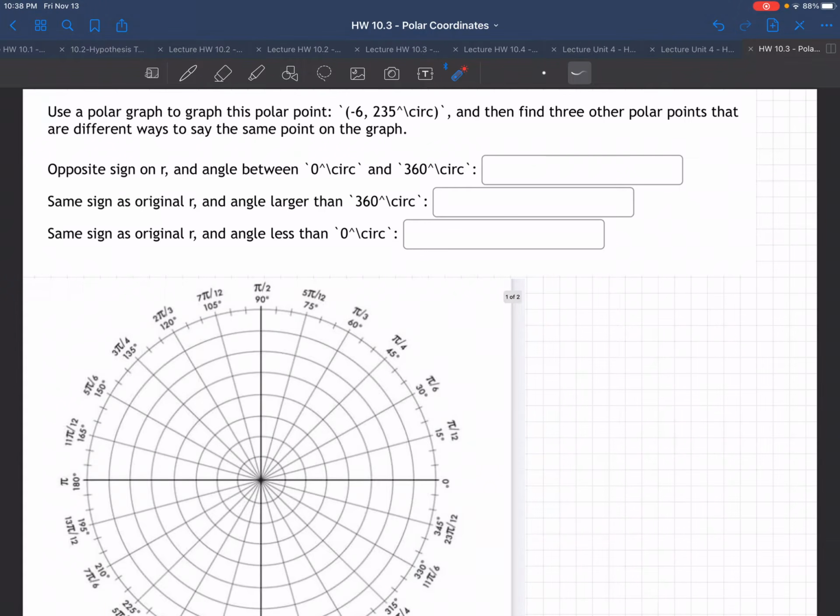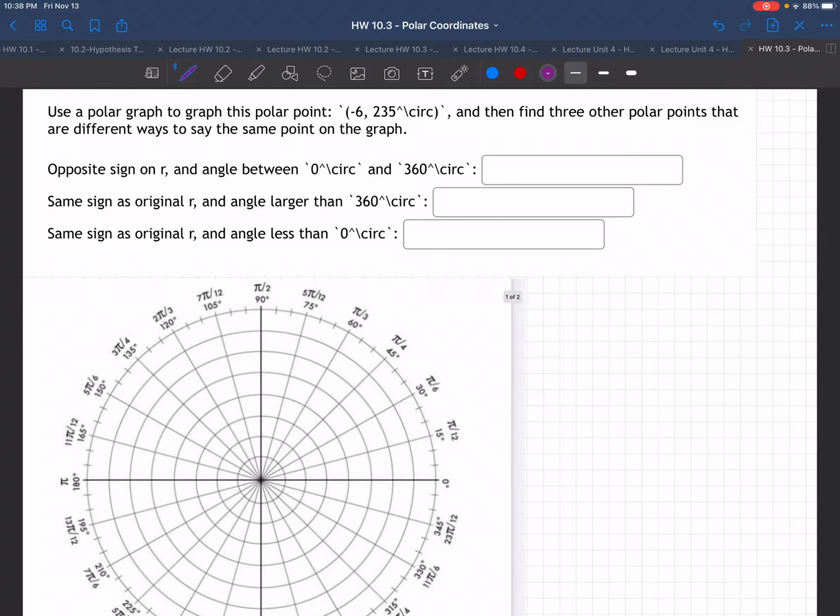On this question, they're asking us to use a polar graph to graph this polar point, and then find 3 other polar points that are different ways to say the same point on the graph. That's what's tricky about polar coordinates. You can say the same point different ways. So let me be clear.